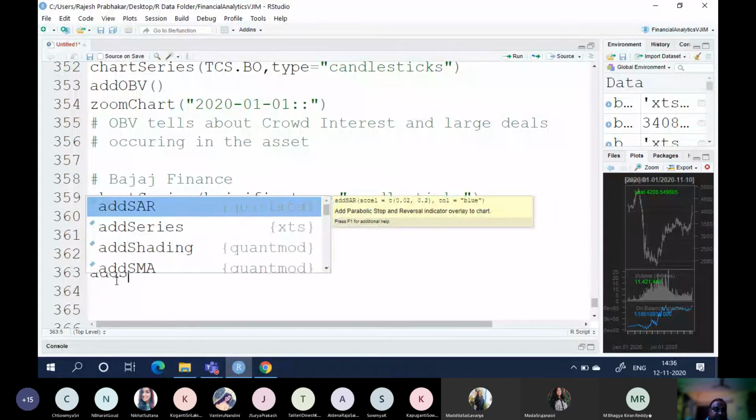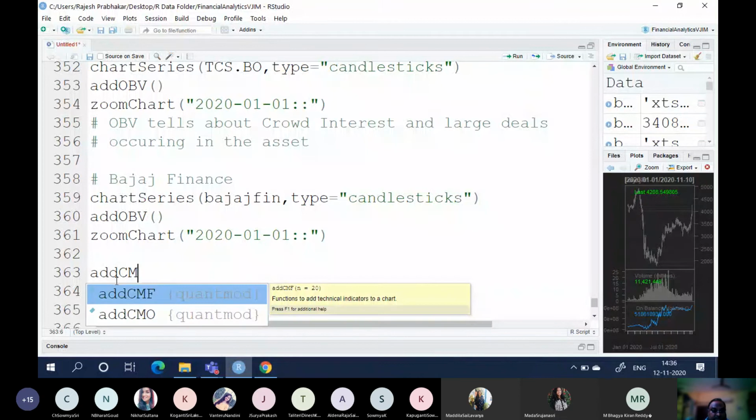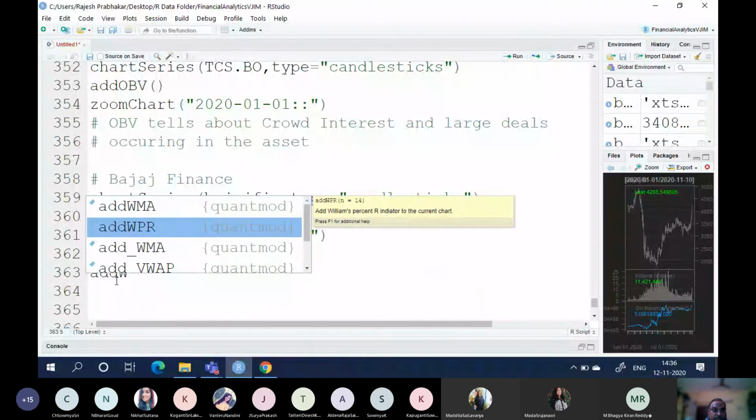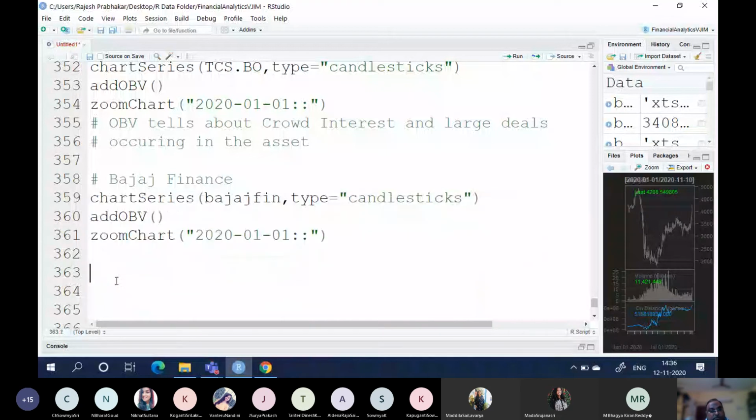Parabolic stop and reversal is there. Commodity channel index is there. Chande's momentum is there. Williams %R is also there. All these indicators are there within R. I'll give you the list, and you have to do it in R and submit to me.